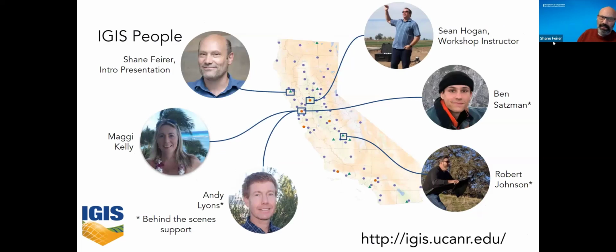So who are we? Like I said, we are a small group. My name is Shane Fire. I'm going to be doing the intro presentation. Sean Hogan is going to be giving the exercises. And then we have Maggie Kelly, who's not here today. She is our director. She's located in Berkeley. Andy Lyons and Ben Satzman, who are on this call and are available here today to help answer questions, are also in Berkeley. Another one of our colleagues, Robert Johnson, is here to answer questions as well. And Robert is in the Southern Central Valley at the Kearney Ag Center. Sean Hogan is at UC Davis, and I'm up in Mendocino County at the Hoffman Research and Extension Center.